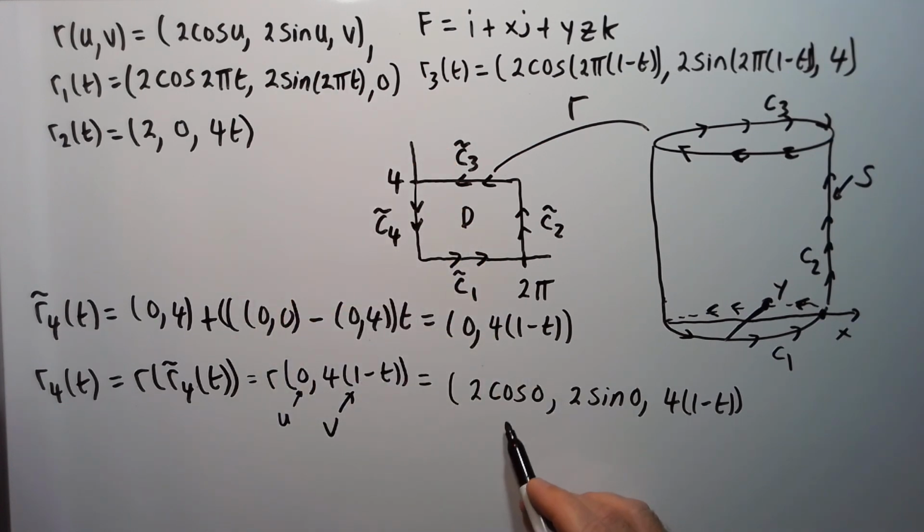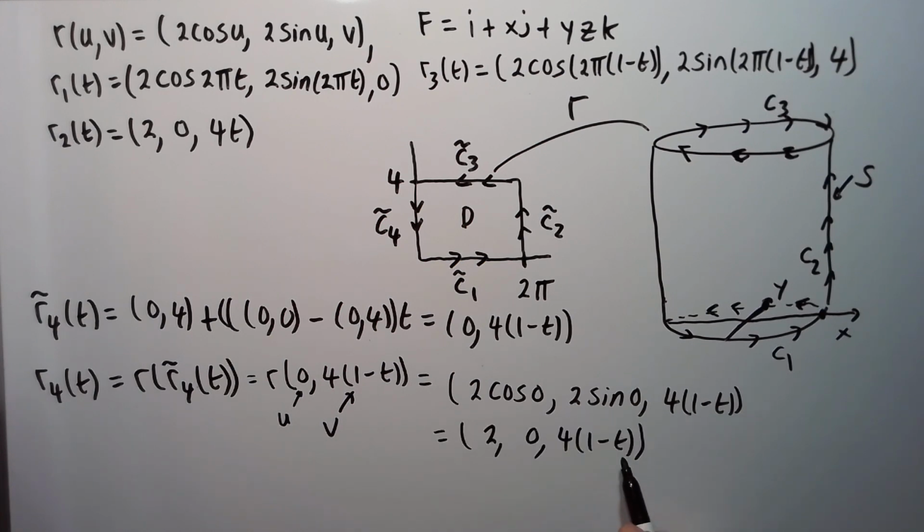Okay, so cosine of 0 is 1, so it'll be 2 here. Sine of 0 is 0, so it'll be 0 there. So we write it out here. So you get this. And notice at time 0, if you put 0 in place of t here, it'd be at 2, 0, 4, so it'd be starting here. And if you put 1 in place of t, it'd be at 2, 0, 0, so it'd be down here. So it'd actually be coming down this way. So let me draw it in. So it's basically just R2 with the orientation reversed. So they'll actually cancel each other. So we'll talk about that in a second. So we've got everything we need now. So these two, C2 and C4, will cancel.